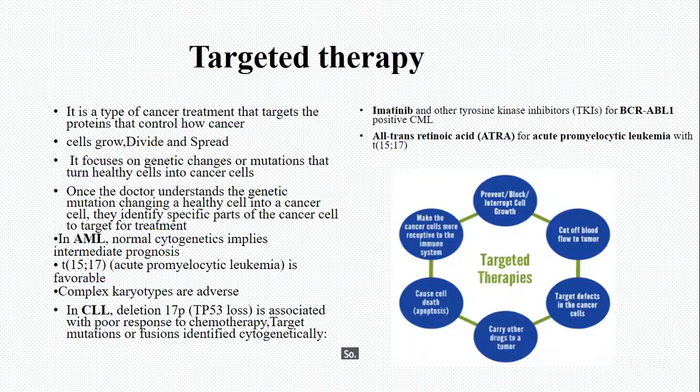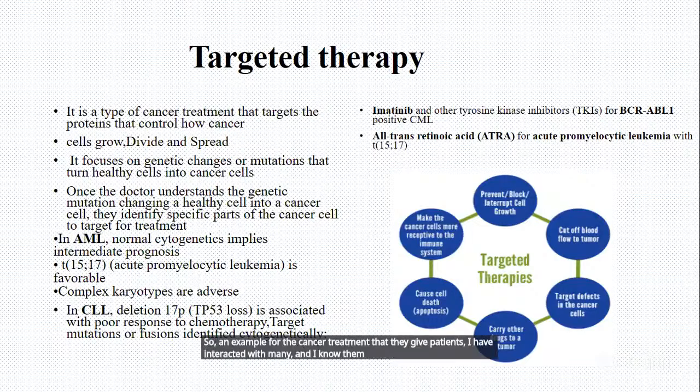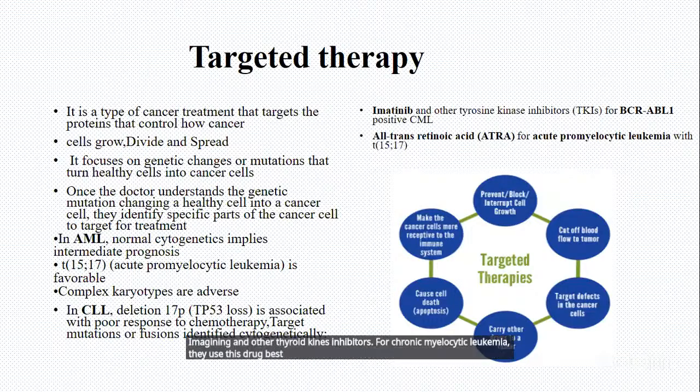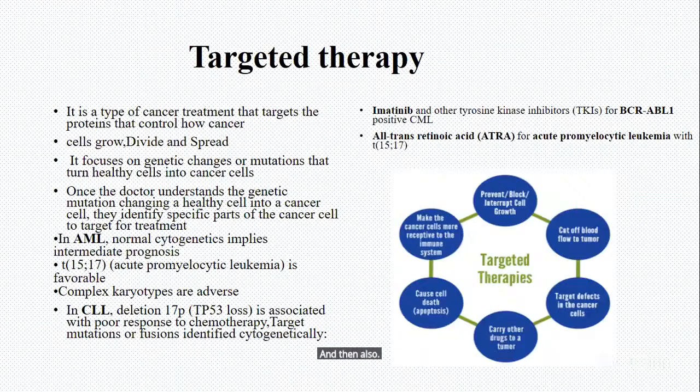So an example of the cancer treatment that they give patients, I have interacted with many and I know them, like imatinib and other tyrosine kinase inhibitors for chronic myelocytic leukemia. They choose this drug based on cytogenetic analysis. And then also we have others. So targeted therapies, as you can see from this diagram, act in many ways.